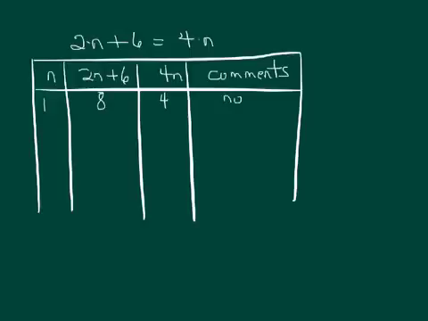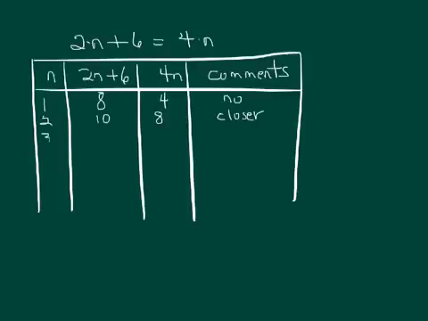All right, let's try 2. 2 times 2 is 4. 4 plus 6 is 10. 4 times 2 is 8. Ooh, we're getting closer. So I'm going to write closer because 10 and 8 are closer than 8 and 4.